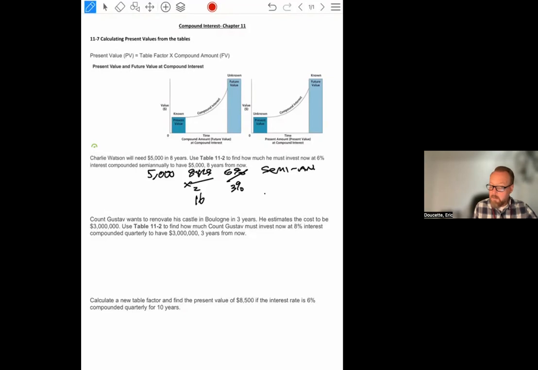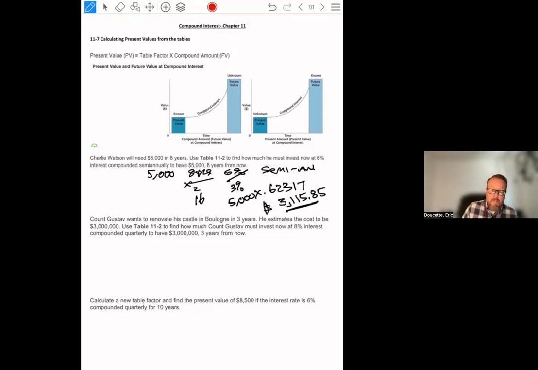When I did the table factor, it was 0.62317. And all I would do at this point is multiply the 5,000 by 0.62317. And when I do that, I come out with $3,115.85.